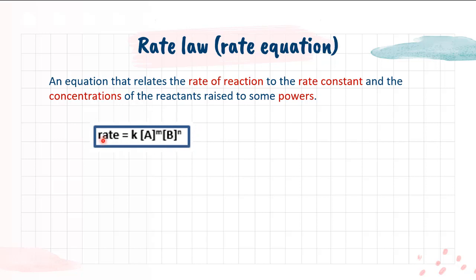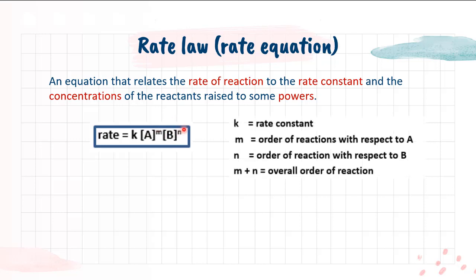So the rate of reaction relates to the rate constant and the concentrations of reactants A and B, which are raised to the power m and n. So this k refers to our rate constant, m refers to the order of reaction with respect to A, which is your power towards A. And then the other one, the n, is the order of reaction with respect to B. So m plus n, adding up both of your powers, equals the overall order of reaction.